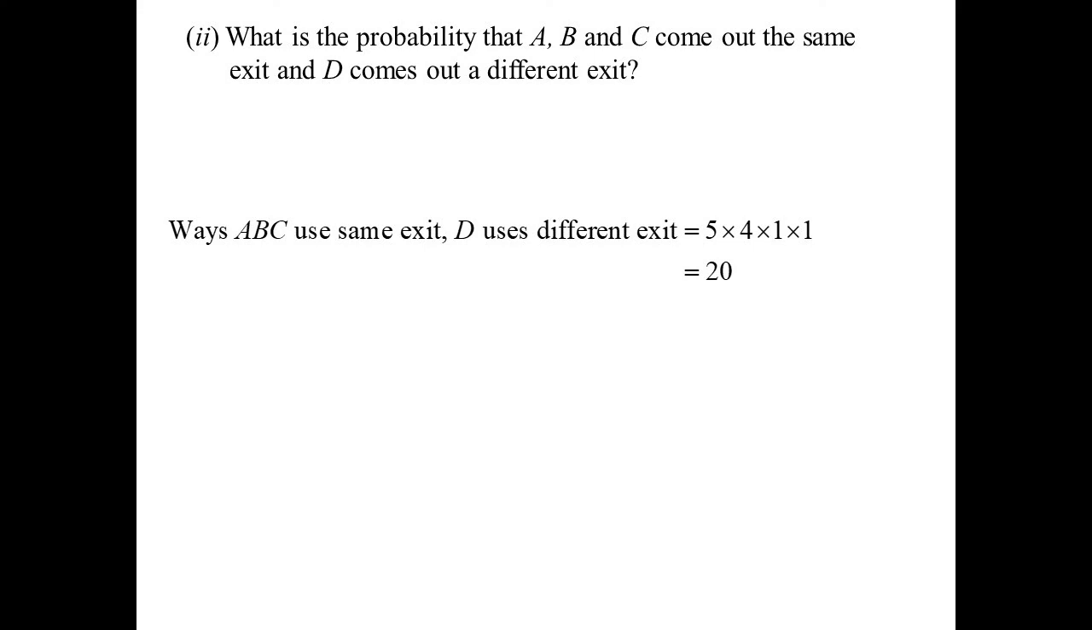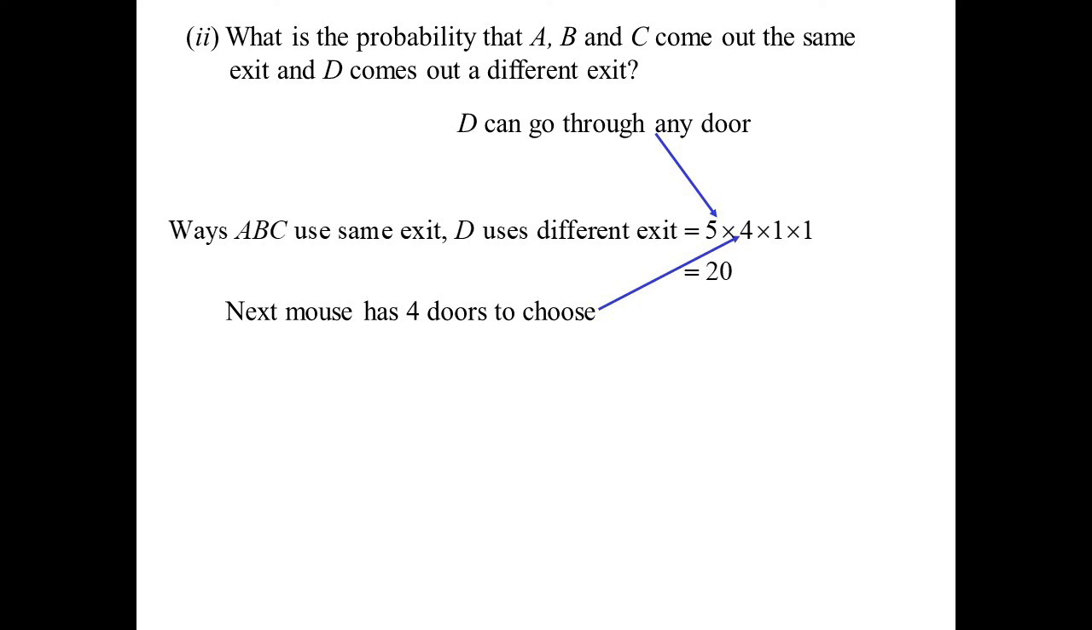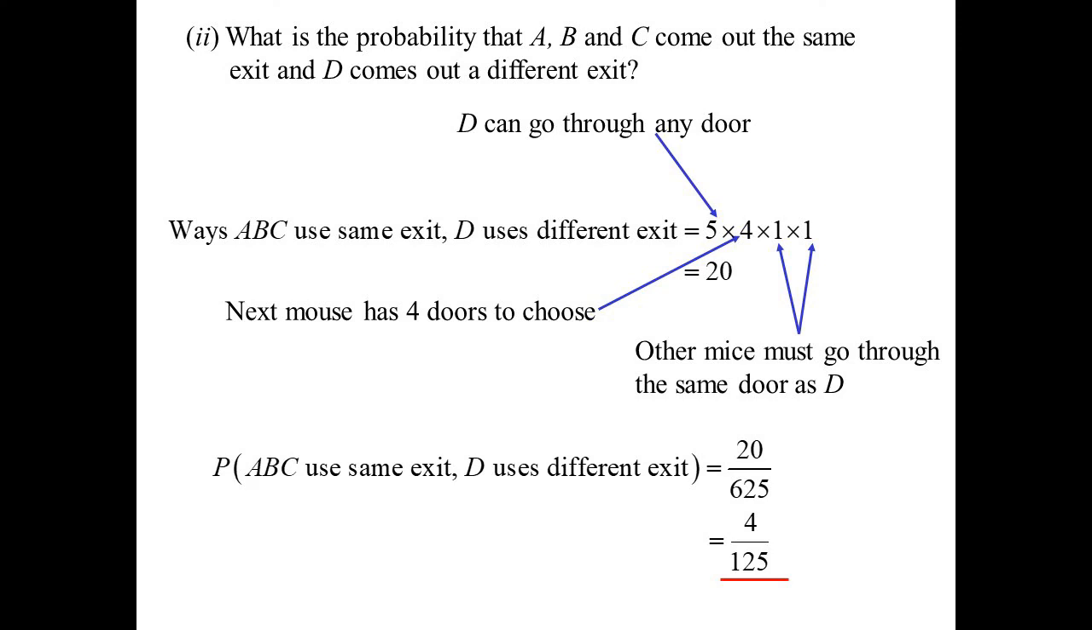Here's my logic. D, I'm going to let go first. So D, 5 doors to choose from. Then the next mouse, whether it be A, B or C, they're all going to use the same door anyway. They now only have 4 choices because they're not going to go through the same door as D. But then, the other 2 have to go through the same door as the second mouse. So there's 1 way. So all up, there's 20 ways for them to leave our maze. So probability, 20 out of 625, 4 in 125.